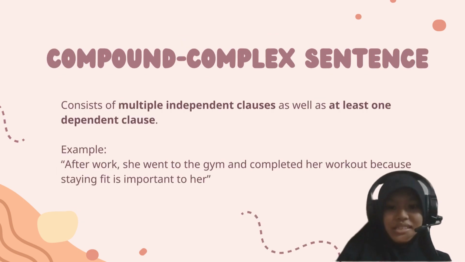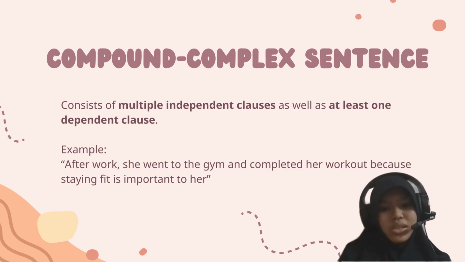Compound complex sentences consist of multiple independent clauses, as well as having at least one dependent clause. In this sentence, after work, she went to the gym, is the first independent clause, and completed her workout is the second independent clause. Because staying fit is important to her is the dependent clause of the sentence.